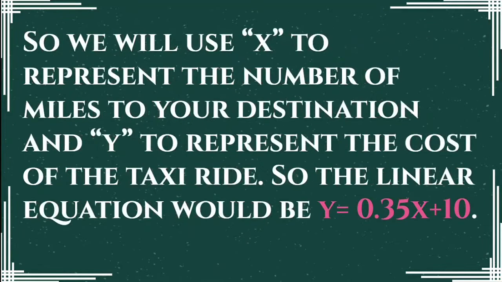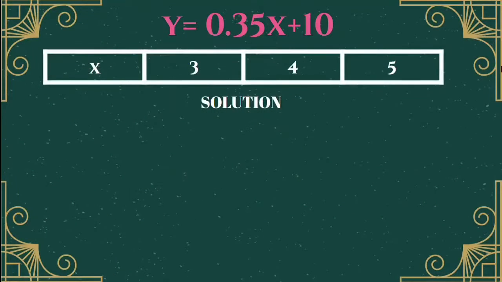So we will use x to represent the number of miles to your destination and y to represent the cost of the taxi ride. So the linear equation would be y equals 0.35x plus 10. So the first step is to assign three real numbers, which is 3, 4, and 5. So our first solution is y equals 0.35x plus 10.